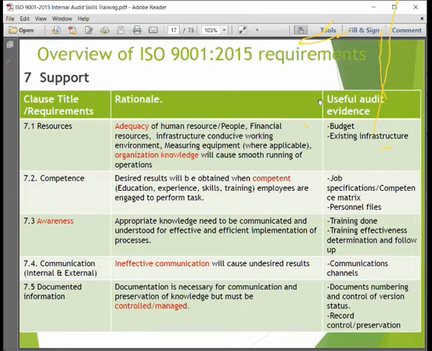Awareness, remember, is another requirement. The rationale is that appropriate knowledge needs to be communicated and understood for effective and efficient implementation of processes. People need to be aware of the quality management system requirements, of the product they are dealing with, about the organization, and so many things. Useful audit evidence is training done, like now, we are creating awareness about how to audit. So the evidence will be the training done, training effectiveness determination, and follow-up.